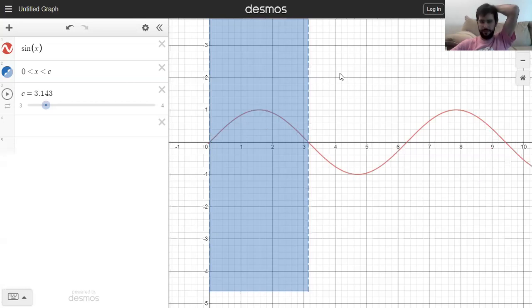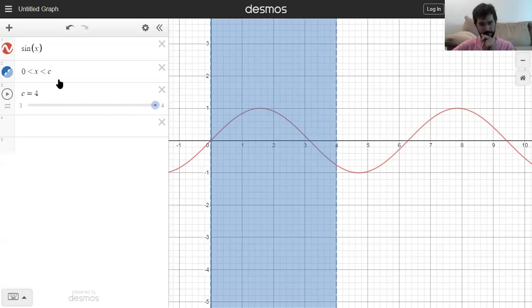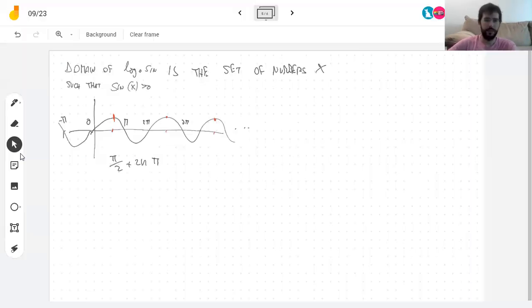What is this set of x coordinates? Zero to pi. So this is 0 to 2 pi. Oh, not that. 0 to 2 pi is basically every angle. Half of those have positive sine, half have negative sine. It's 0 to pi. Okay, so all the numbers that have positive sine are the numbers in here. These are the numbers between 0 and pi.